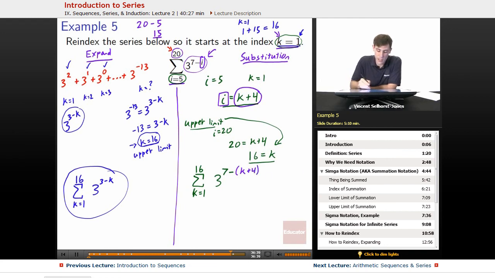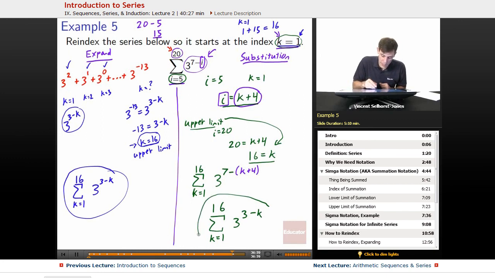We can now work this out and simplify it. Since it's the upper limit, lower limit, and index, none of those will change. We're just simplifying what's on the inside. So 3 to the 7 minus quantity k plus 4, so minus k and minus 4. 7 minus 4 gets us 3, and minus k gets us 3 minus k in the whole.